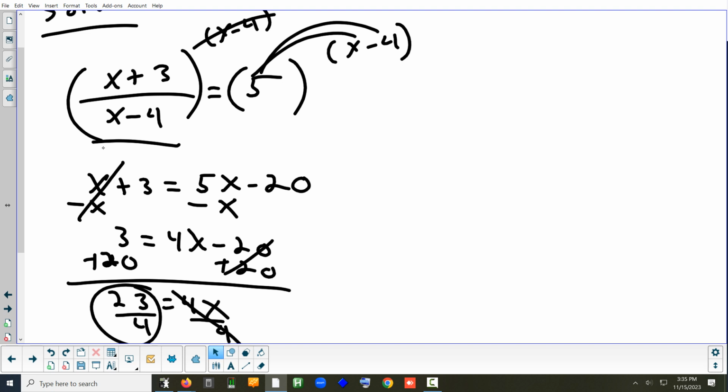If you can't plug it into the bottom, is it just like an imaginary number then? Or it's an extraneous solution. It's extraneous, okay. Yeah. So if you ended up with 4 as the answer, you would say it was extraneous. Okay.